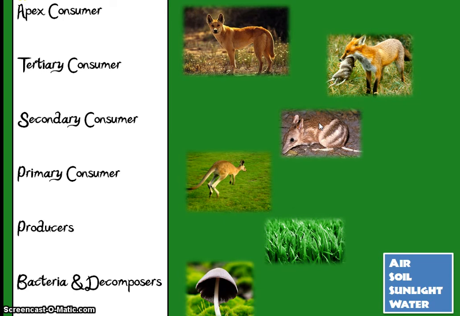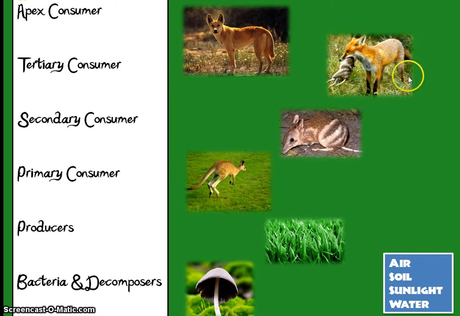So they're probably more of an omnivore if they eat fruit as well as little insects. But primarily, all animals in secondary consumers will feed on things in the primary consumer section. Next up, we have our tertiary consumers.